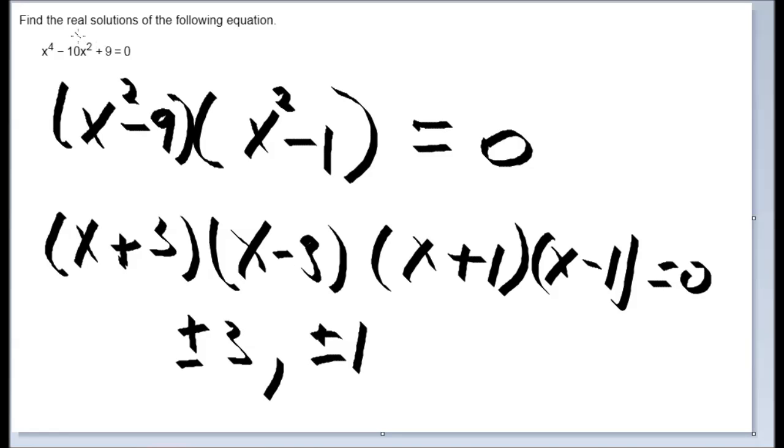There's 4 answers. It's a fourth degree equation. That makes sense. Those are 3's right there. Still getting used to this pen.